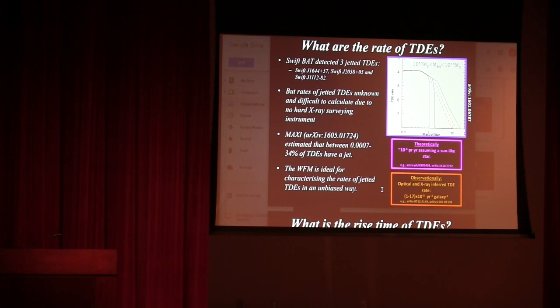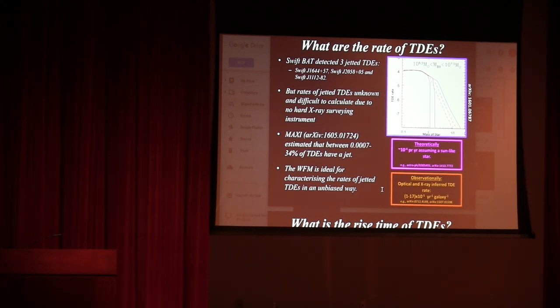We usually expected that they would not produce a jet. And then when suddenly Swift detected three of them, it was a bit of a surprise. People have tried observationally to put a constraint on what the rate of these events is using MAXI, but the uncertainty in this is quite large. It's either a really small percent of all TDEs produce a jet or a lot of them produce a jet.